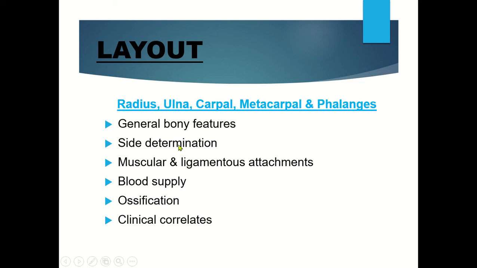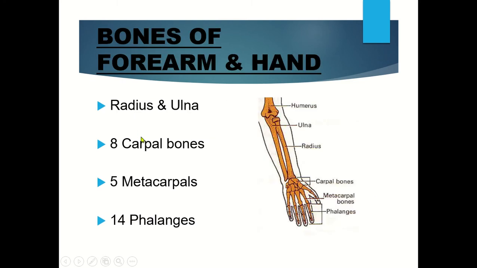So we will go through general bony features, side determination, muscular and ligamentous attachments, blood supply, ossification and clinical correlates. First of all, bones of forearm and hand consist of radius and ulna, 8 carpal bones, 5 metacarpal bones and 14 phalanges.